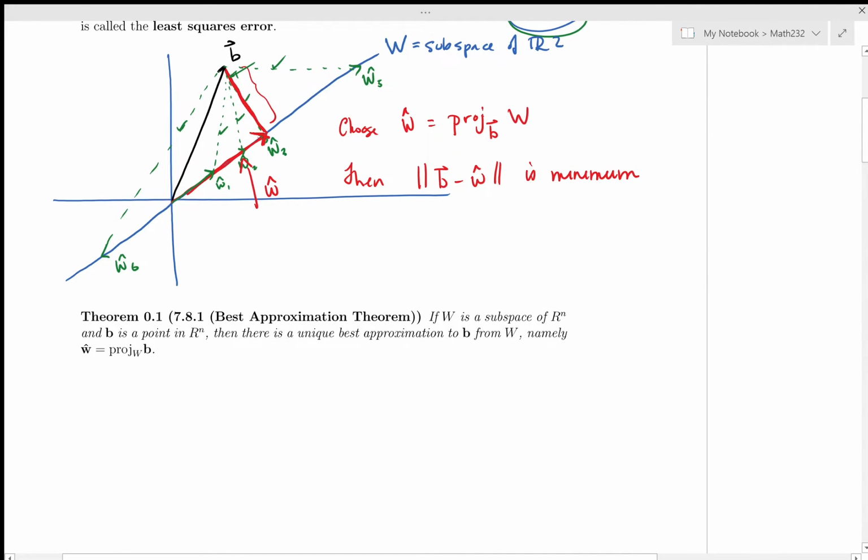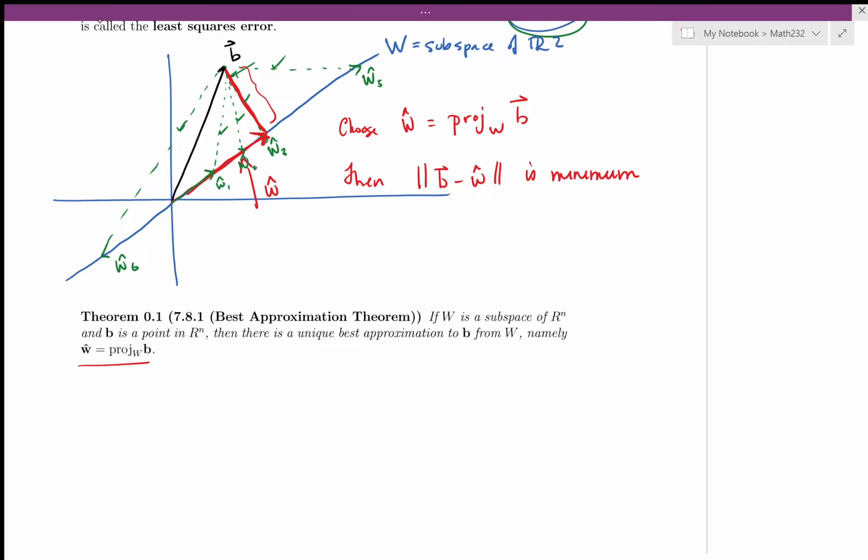If W is a subspace of Rn, and B is a point in Rn, then there's a unique best approximation to B from W, namely W hat, the projection of B onto W. Sorry, I wrote it backwards. So that is our best approximation. So how do I show this to be the case?